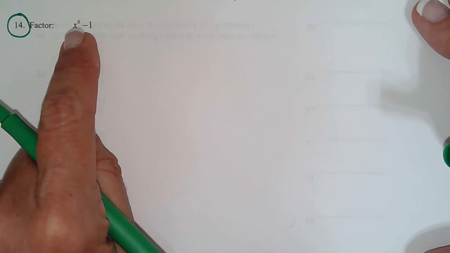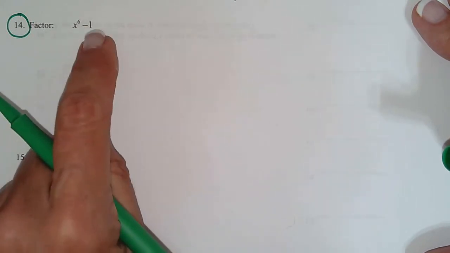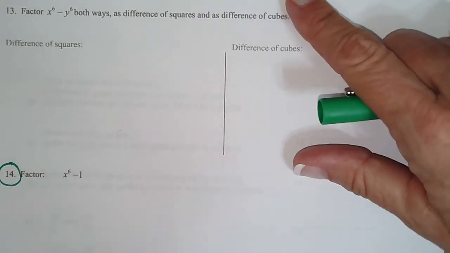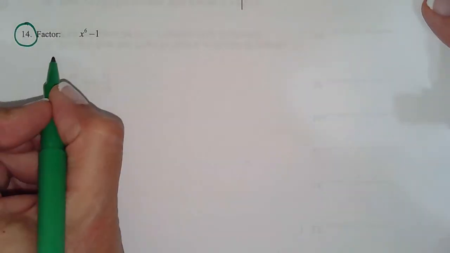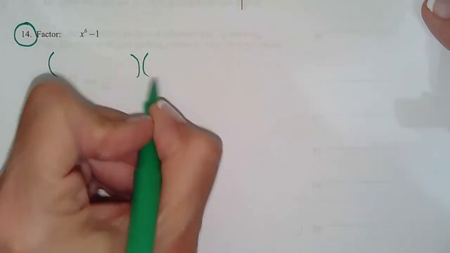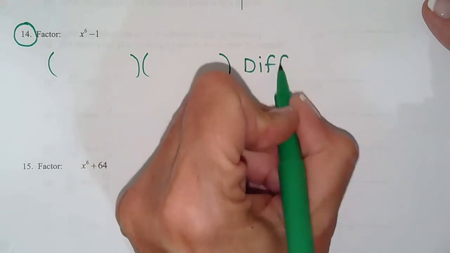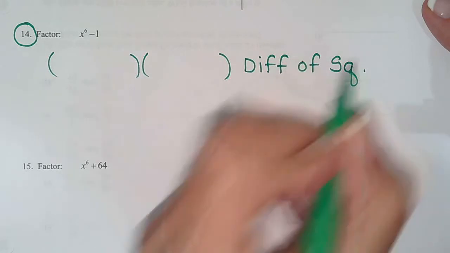But does everybody agree this is a square and a cube? 2 goes into it, 3 goes into it, and 1 is 1 times 1, but it's also 1 times 1 times 1. So as the directions say above, we start with the smallest degree. So since it's a square and a cube, we start with squares. So this would be the square factoring, difference of squares. And then if it can factor again, then we can go from there.